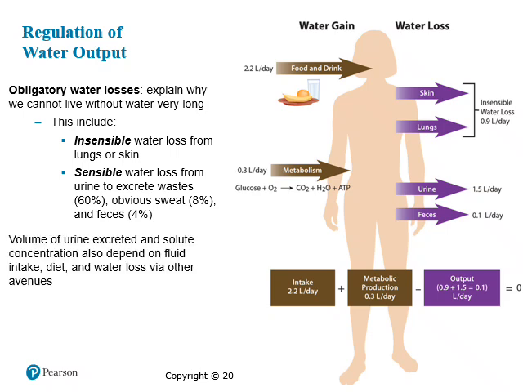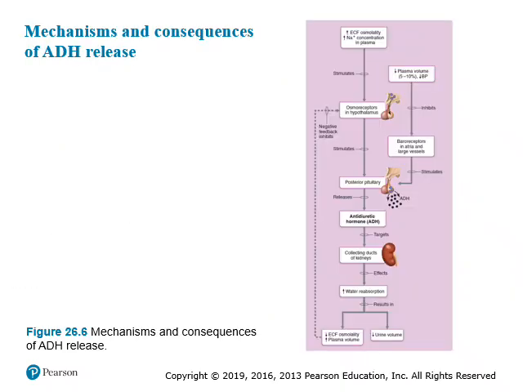The volume of urine excreted and solute concentration also depend on fluid intake, diet, as well as water loss via other avenues. Okay, so we can take another mechanism, which is the consequences that would happen through ADH release. This is another mechanism and consequences of the movement of water through the antidiuretic hormone.